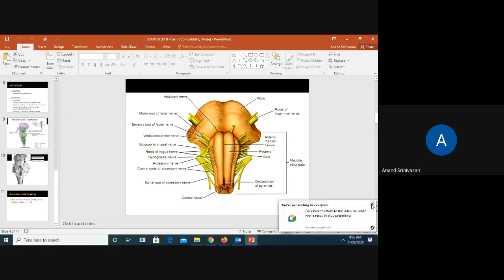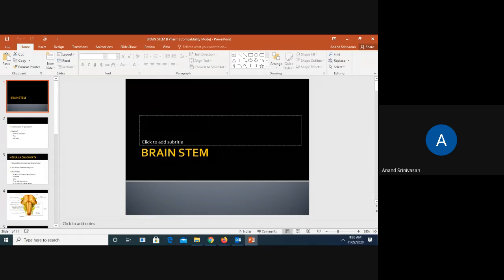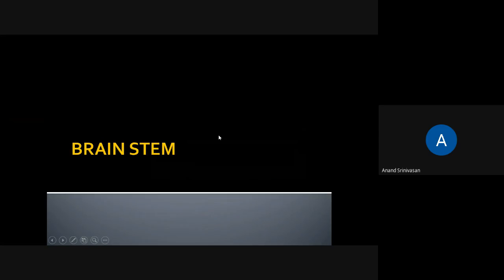Good morning again. In the last class, we had seen the cerebrum and its blood supply. In today's session, we will be seeing the other parts of the brain which are below the cerebrum. We'll be seeing about the brain stem in today's session.